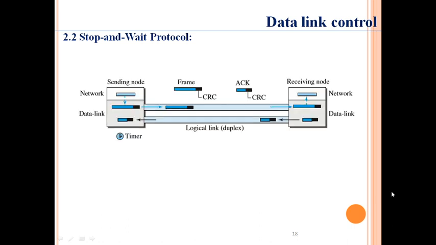This diagram shows the stop and wait protocol. At the sending node, you can see the network layer sends a packet to the data link layer. At the data link layer, the CRC bits will be added and the frame sent to the receiving node. If the packet is received successfully, a positive acknowledgement will be sent. If the packet is corrupted or lost, at the sending node, when the timer expires, the same frame will be sent again. If a positive acknowledgement is received before the timer expires, the sending node will send the next frame.